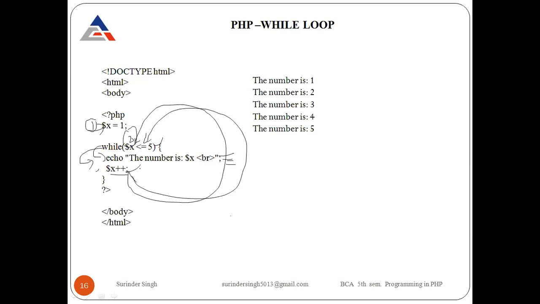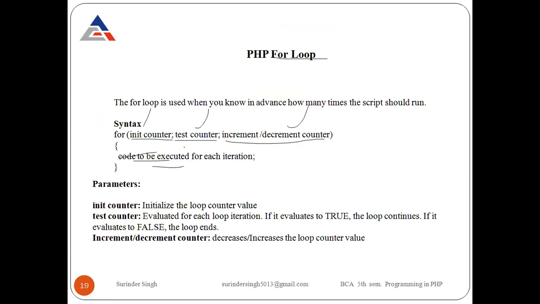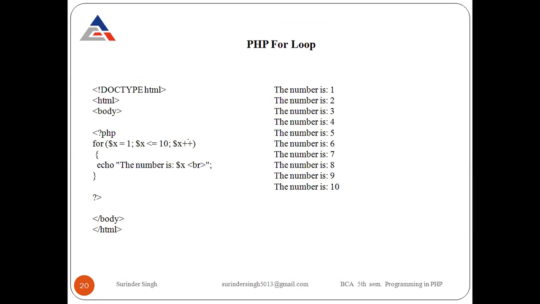This process will continue whenever the condition is true, and when the condition is found false, the control will exit from the loop. Clear? First it is initialized, then the condition. After executing the statement, it will increment, and after increment, it will jump to the condition part. Clear? The same happens in the for loop.